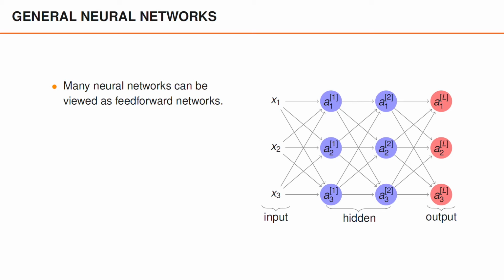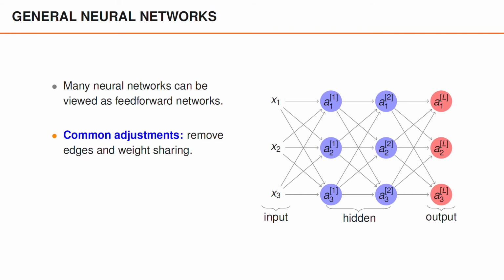In this video, we have limited our description to feed-forward neural networks. However, many of the other network architectures, such as the convolutional and recurrent networks, can be thought of as feed-forward neural networks. In this sense, the networks used for image classification are very closely related to what you've seen here. One common adjustment is that many of the edges are removed. This gives the same result as setting the corresponding weights to 0.